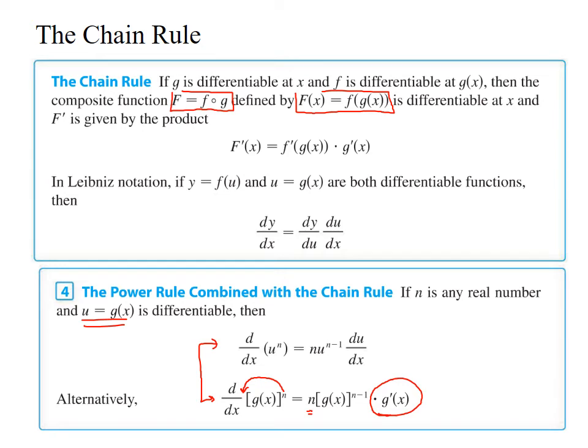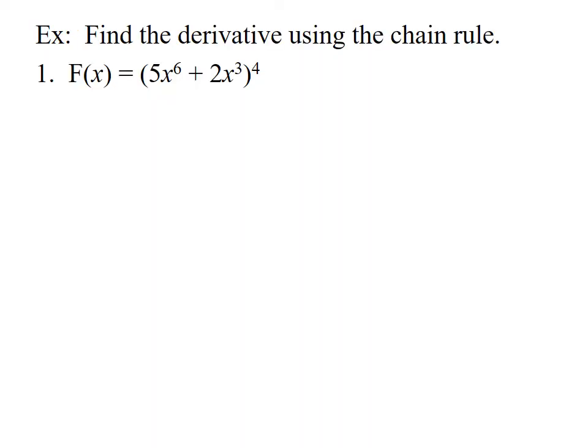All right, so let's look at a few examples of the chain rule. So here's kind of a prototypical example of where it would be useful. What is the derivative of 5x to the 6 plus 2x cubed all raised to the 4th? Instead of having to expand all of this, you can apply our chain rule. So let me go step by step and show you what the chain rule is in this case.